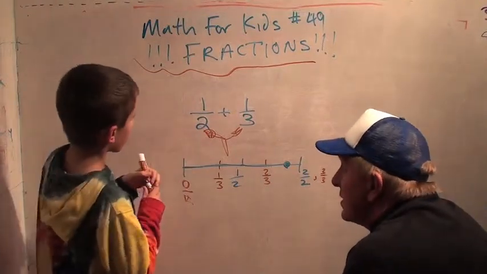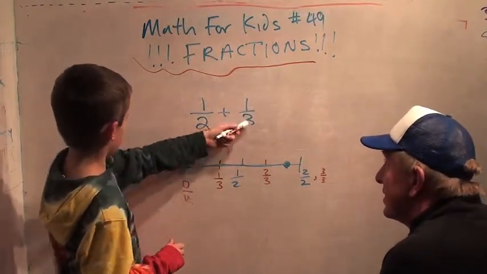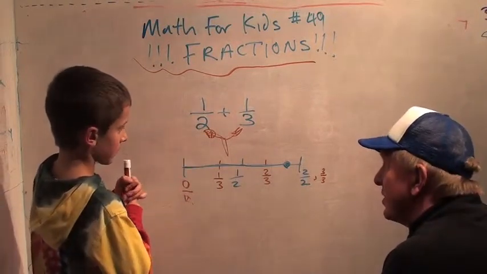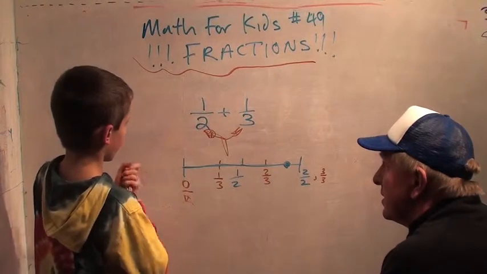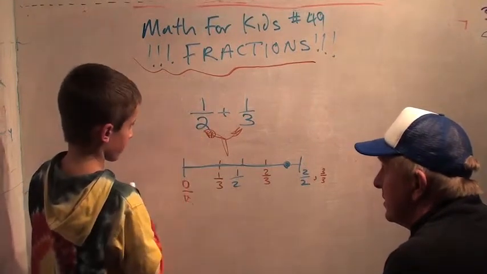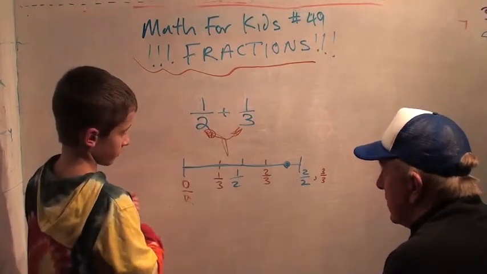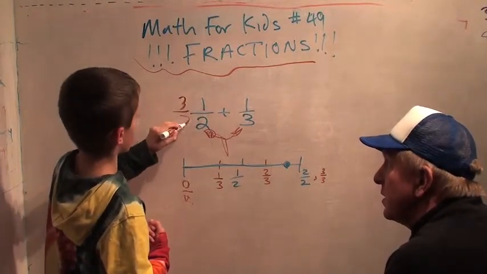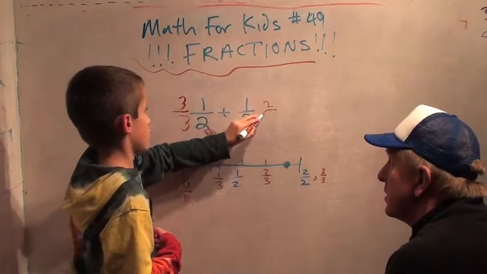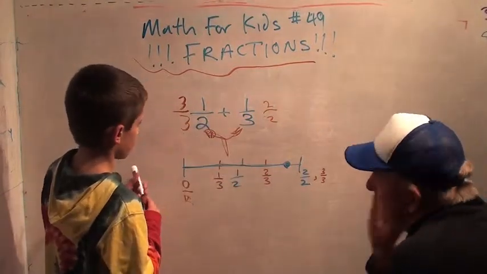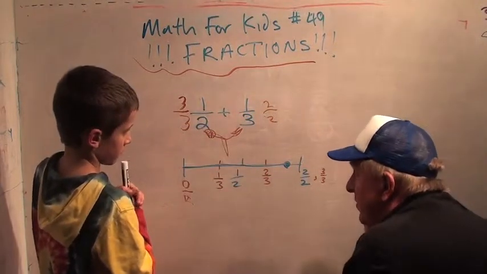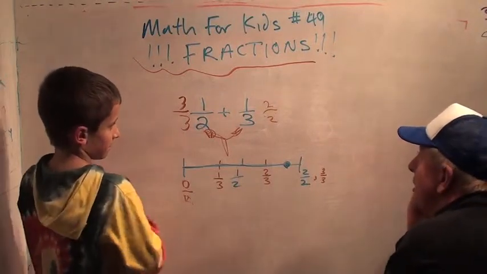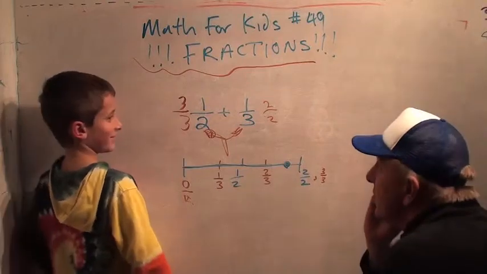The simplest way to do that is to multiply this one by the other one's denominator, and that one by this denominator. So you multiply 1/2 by 3 over 3, and 1/3 by 2 over 2. But why can't I just multiply by 3? Because 3 over 3 is 1.